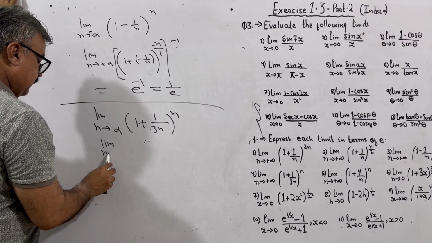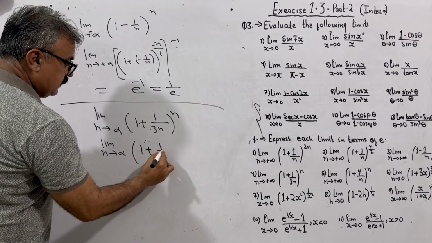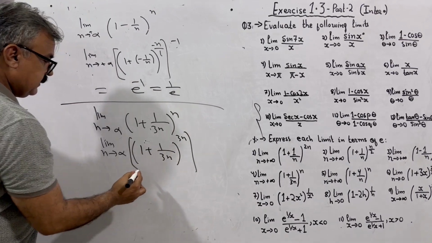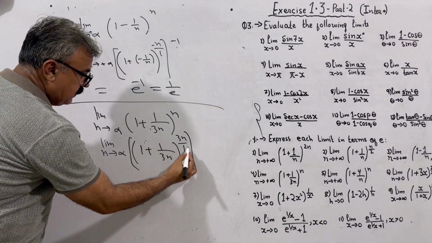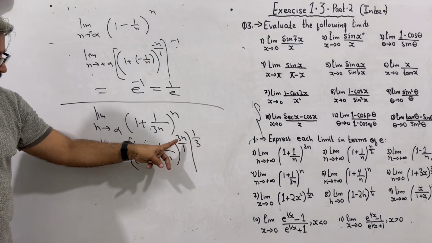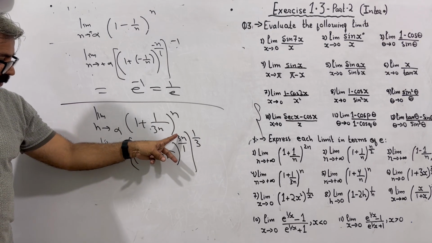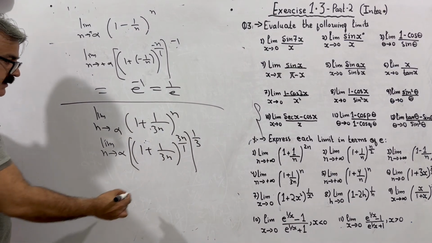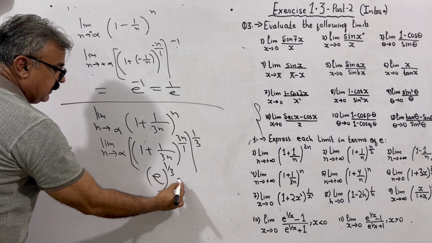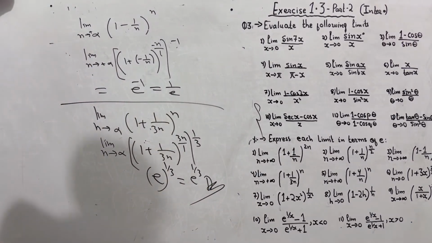Limit as n tends to infinity of (1 plus 1 over 3n) raised to 3n, with an overall factor of 1 over 3. We have multiplied by 3 in the power in order to make the situation fit. There is 1 over 3n, so there must be the reciprocal, 3n over 1. It's equal to E raised to 1 over 3. E raised to 1 over 3 is our answer in that case.